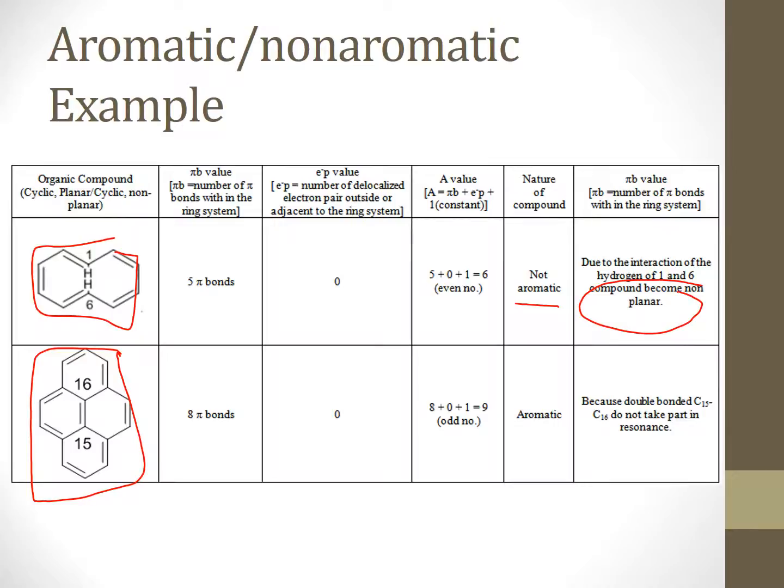And so in order to confirm each one of these compounds as whether or not they are aromatic, it has to pass each one of those 4 rules in order to be aromatic.